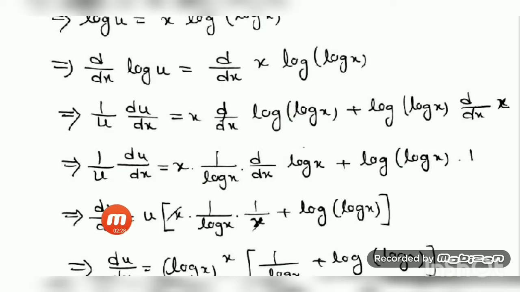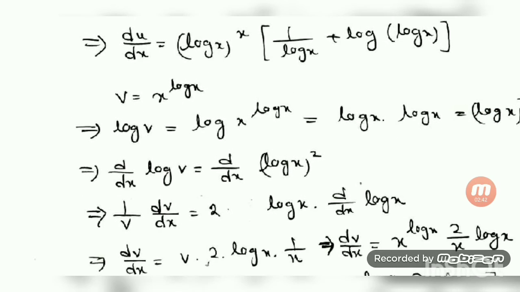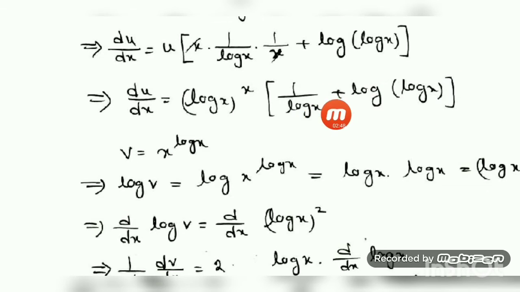So this will be equal to du/dx, you bring to the right side. Here x into 1 by log x, and d/dx of log x is 1 by x, and this one is log of log x. After this I substituted here the value of u. Your u is (log x) to the power x, and remaining things, x cancel out. We get 1 by log x and log of log x, right?